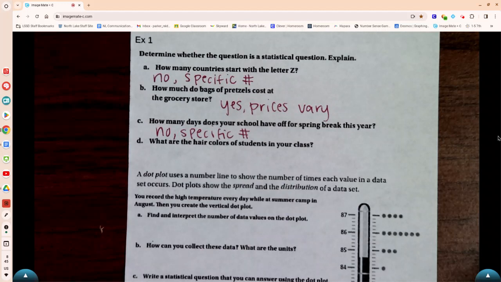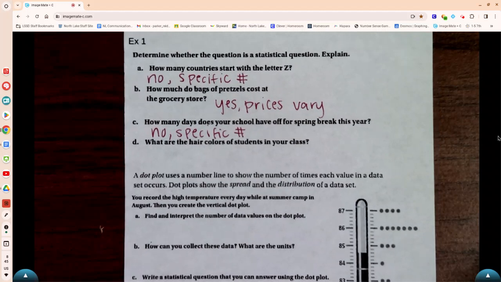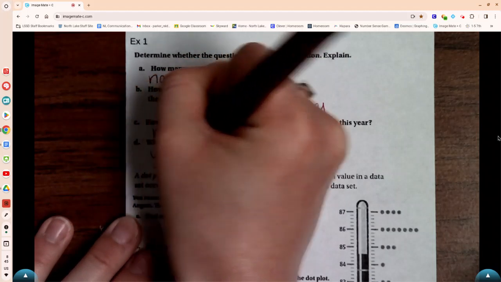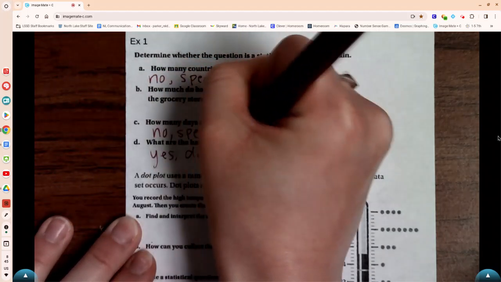And then our last one says, what are the hair colors of students in your class? I mean, look around. Do you all have the same hair color or different hair colors? Different. Therefore, this is a statistical question. Yes, because there are different colors of hair.